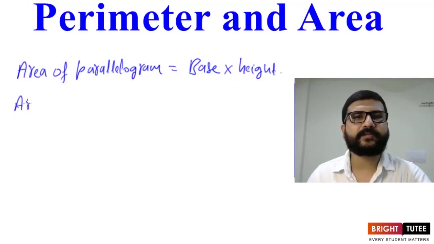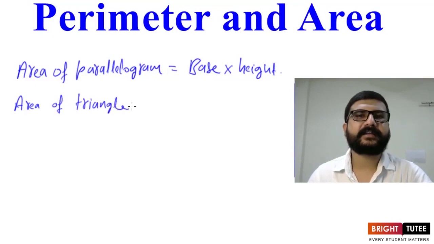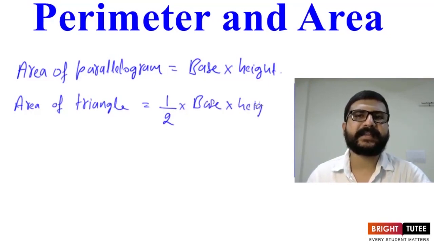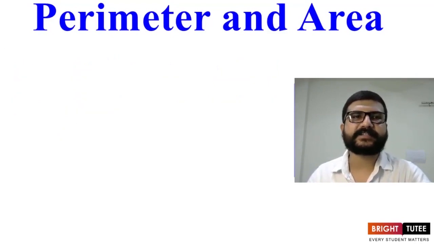And then what was the formula for the area of a triangle? We have seen that the area of a triangle was equal to half into base into height, or we can simply write half into b into h, where b will be the base and h will be the height. So now we have these two formulas, and we have seen many examples on both. Now in this session we are going to see a few more questions based on areas of parallelograms and triangles. So let's start with the first question.